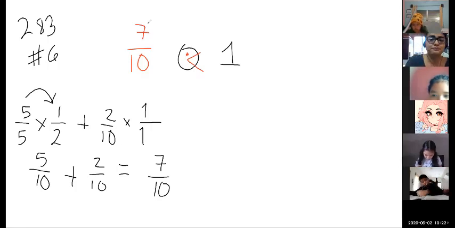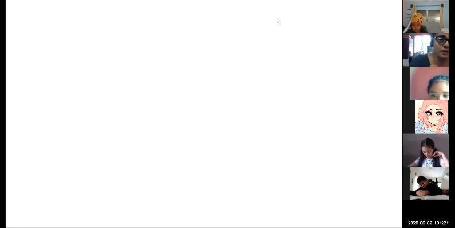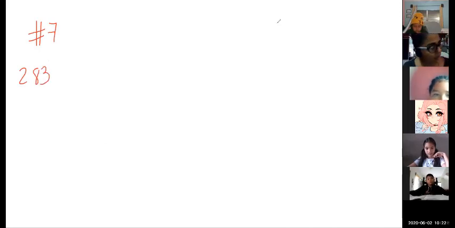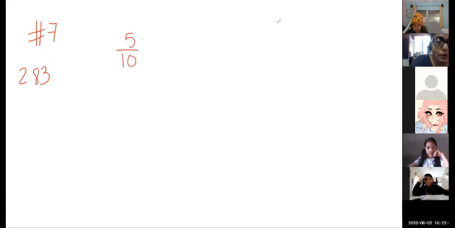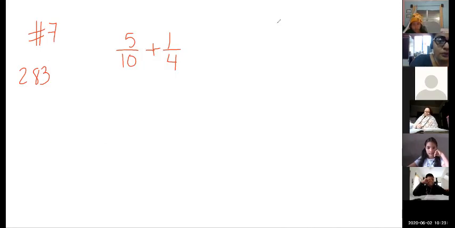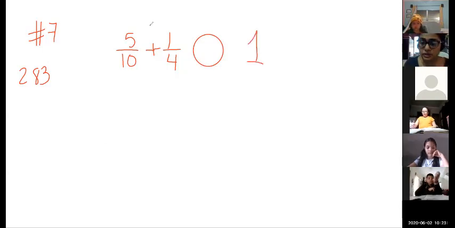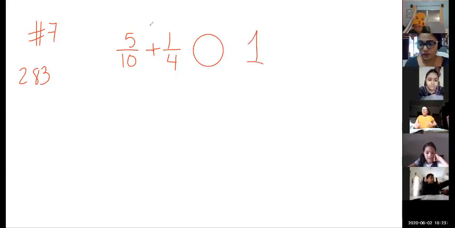The number 7, let me erase here. The number 7 is on the same page, 283. In the number 7, we have an addition. We have 5 over 10 plus 1/4. I'm sorry, in this case, we need to compare. We compare with, let me see, with 1. I need to see which fraction or the unit is the greatest. I need to choose the answer to the left. What is the greatest number?